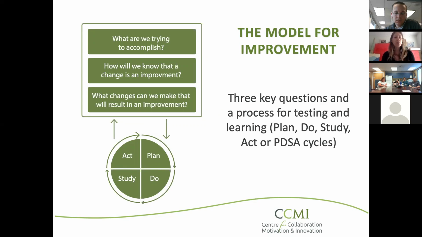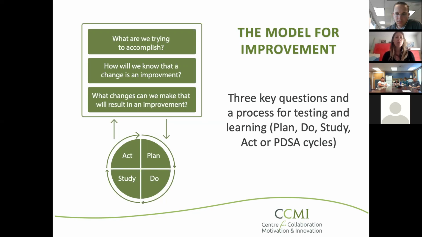So there are three key questions included in the model for improvement. What are we trying to accomplish? How will we know that a change is an improvement? What changes can we make that will result in improvement? And remember, the first question is answered by our concrete aim statement, and we use the acronym SMART: specific, measurable, actionable, realistic, and time-bound.